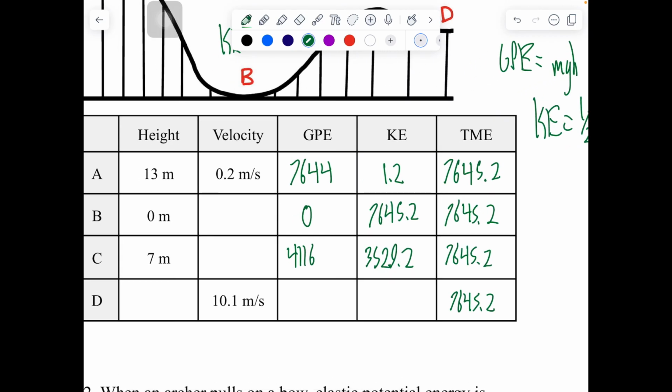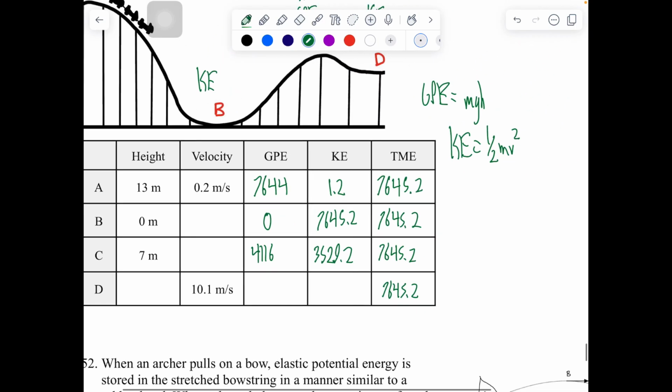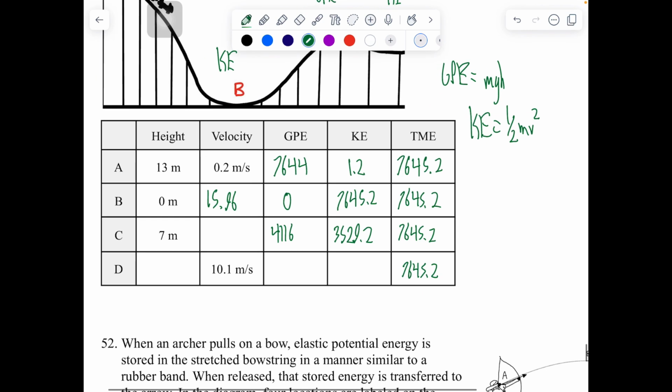How do we find these velocities? Well, use your kinetic energy formula. Plug in your kinetic energy, multiply by 2 to cancel the half, divide by the mass of 60, and take the square root. That gets us 15.96 right here. And 2 divided by 60, square root, 10.85 right here.